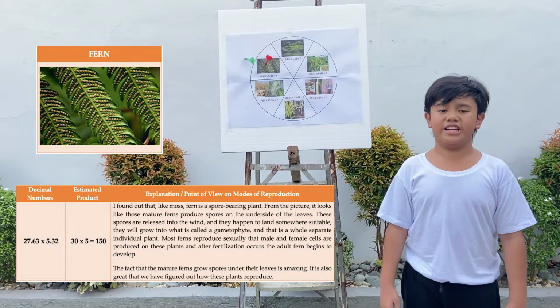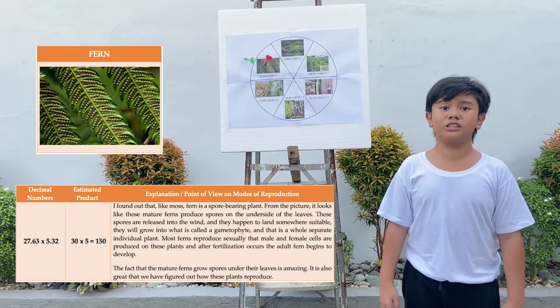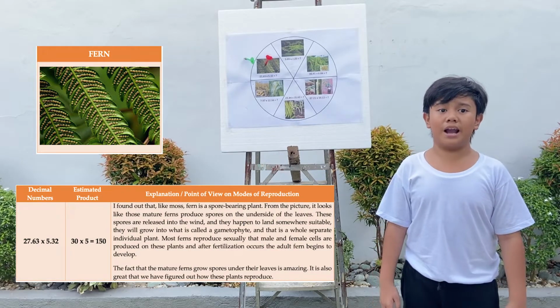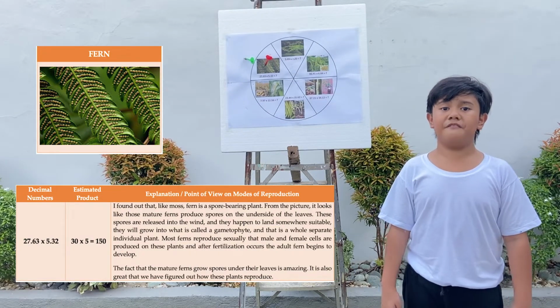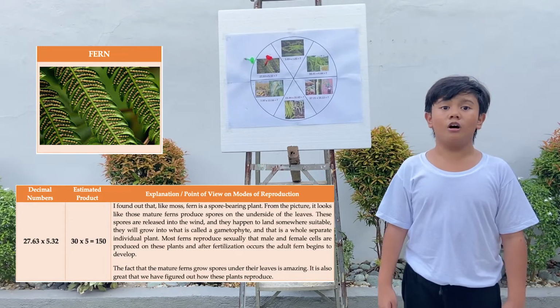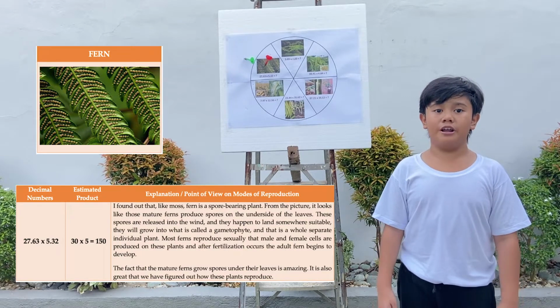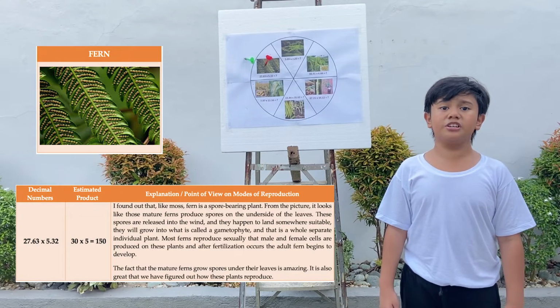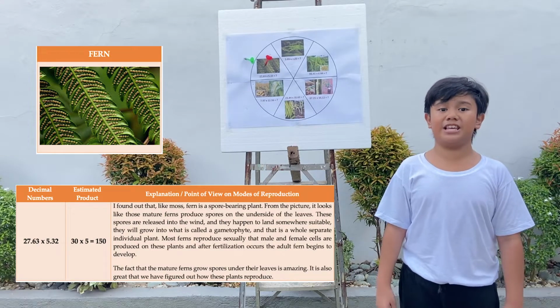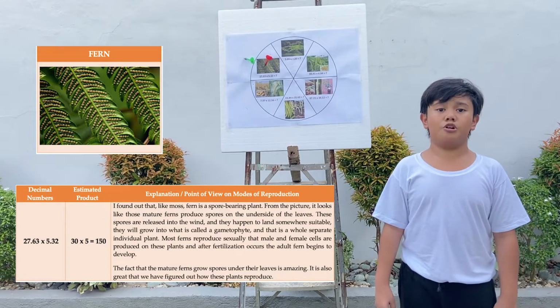These spores are released into the wind and will grow into what is called a gametophyte, and that is a whole separate individual plant. Most ferns reproduce sexually, in that male and female cells are produced on the plants, and after fertilization occurs, the adult fern begins to develop. The fact that the mature ferns grow spores under the leaves is amazing. It is also great that we have figured out how these plants reproduce.